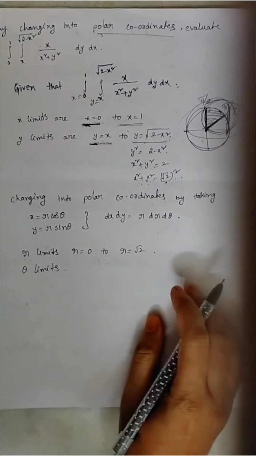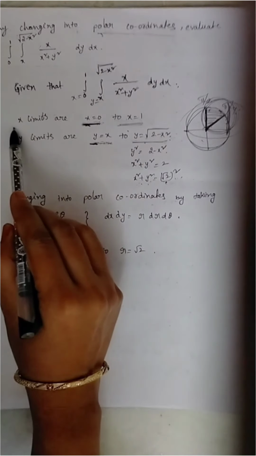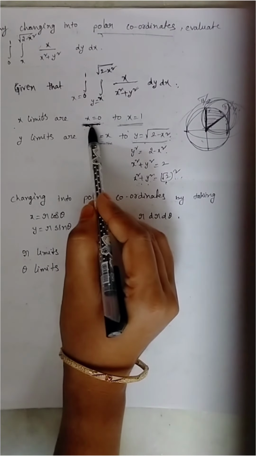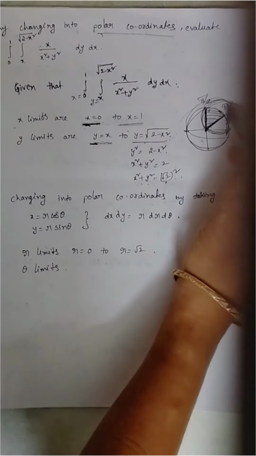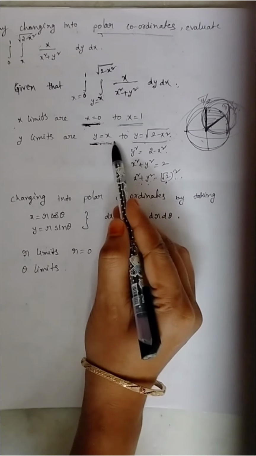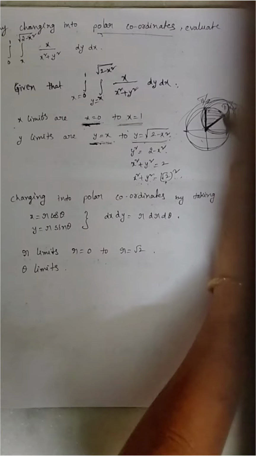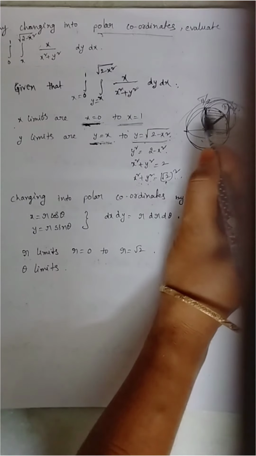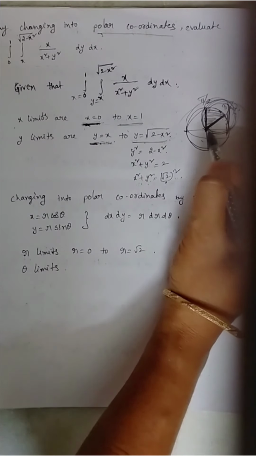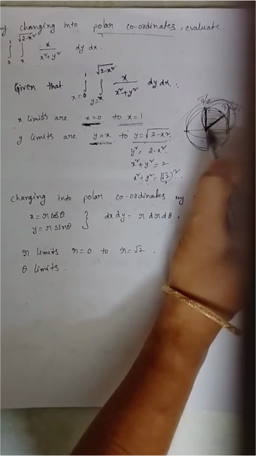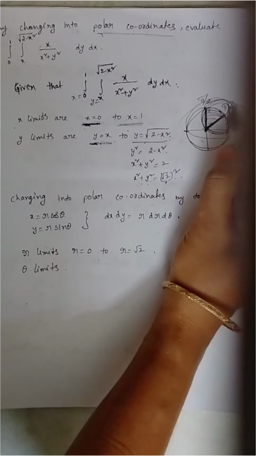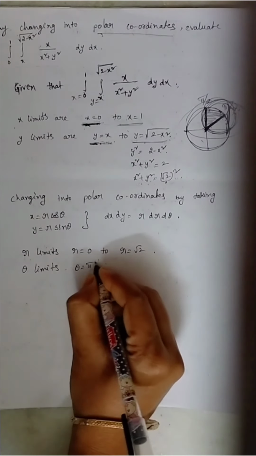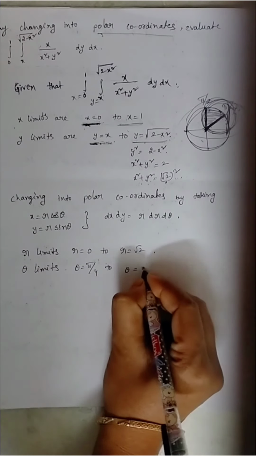I repeat once again how to find the theta limits. From the given problem, x equals 0 to x equals 1, lower limit x equals 0, that means the region is in the positive quadrant only. And y equals x is a straight line. From this line to this, the region is in this angle only. This angle is theta equals pi by 4 to theta equals pi by 2. So theta limits, theta equals pi by 4 to theta equals pi by 2.